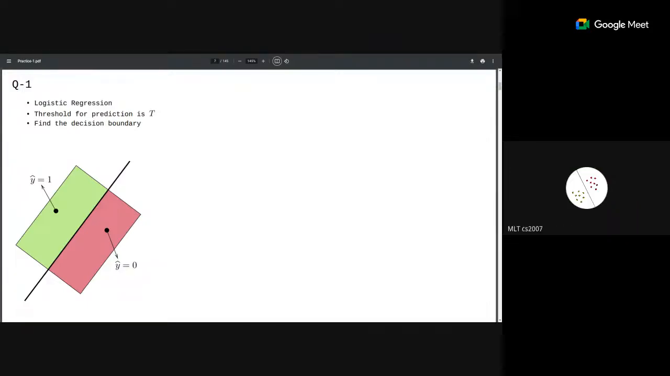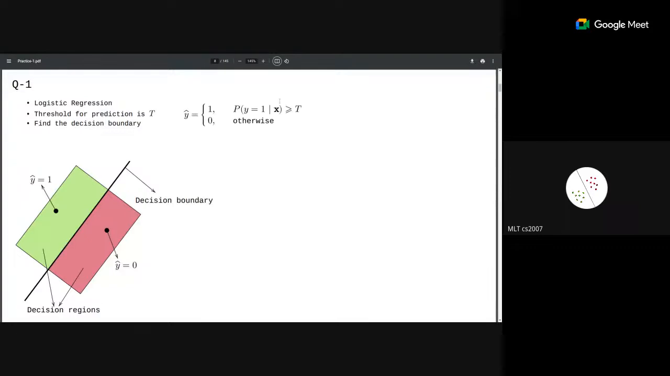Okay, so this is the decision boundary, and these are called decision regions. That's the general idea; for any linear classifier, this is the basic setup. Now, what have we been asked in the question? We have to find the decision boundary for this logistic regression model with a threshold of t.